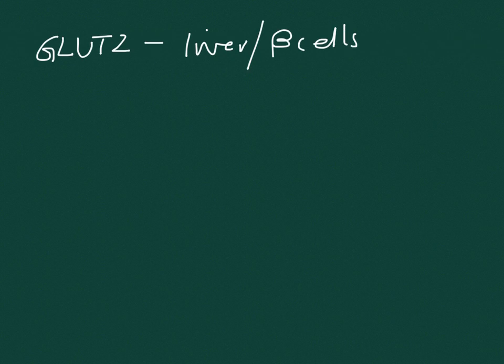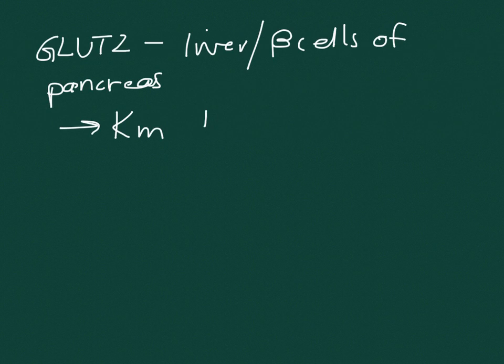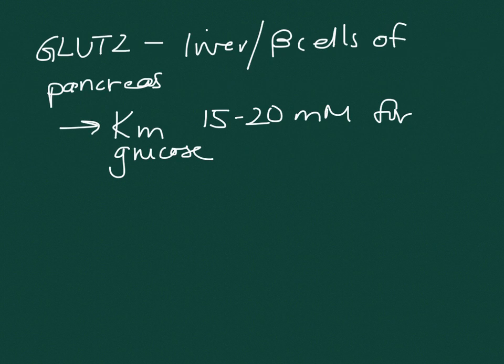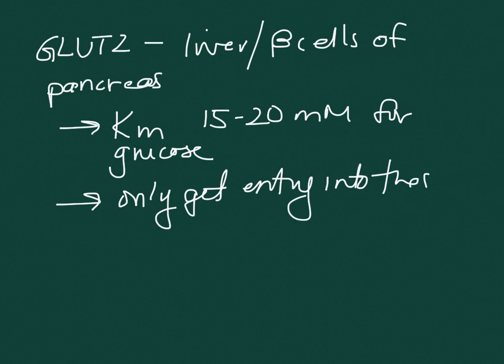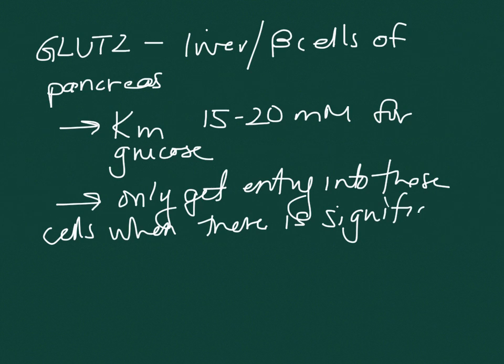Next we come to GLUT2, which is present in the liver and the beta cells of the pancreas. Now, these proteins have a Km that is 15 to 20 millimolar for glucose. What this means is that glucose enters these tissues at a biologically significant rate only when there is much glucose in the blood. So we only get entry into these cells when there is significantly high blood glucose.